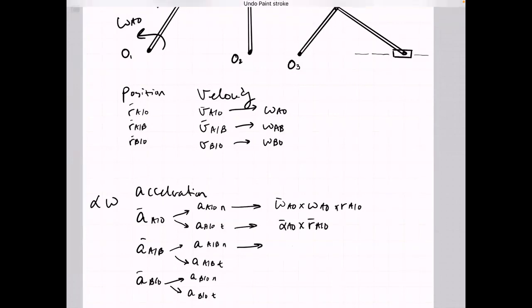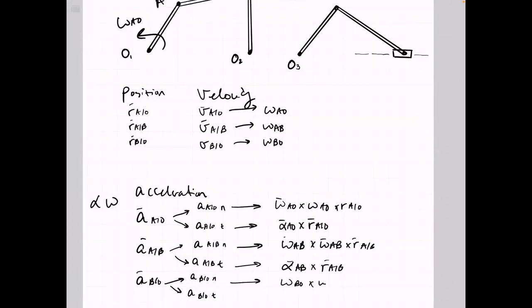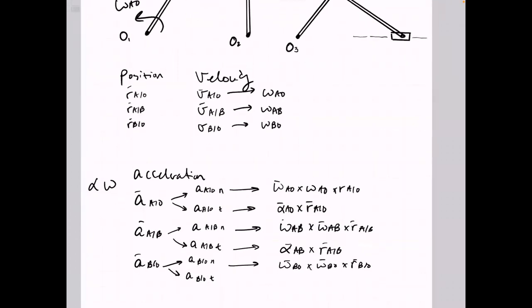Omega AB crossed with omega AB crossed with R A with respect to B. The angular acceleration of AB crossed with R AB. Omega BO crossed with omega BO crossed with R B with respect to O. And last but not least, alpha BO crossed with R B with respect to O.